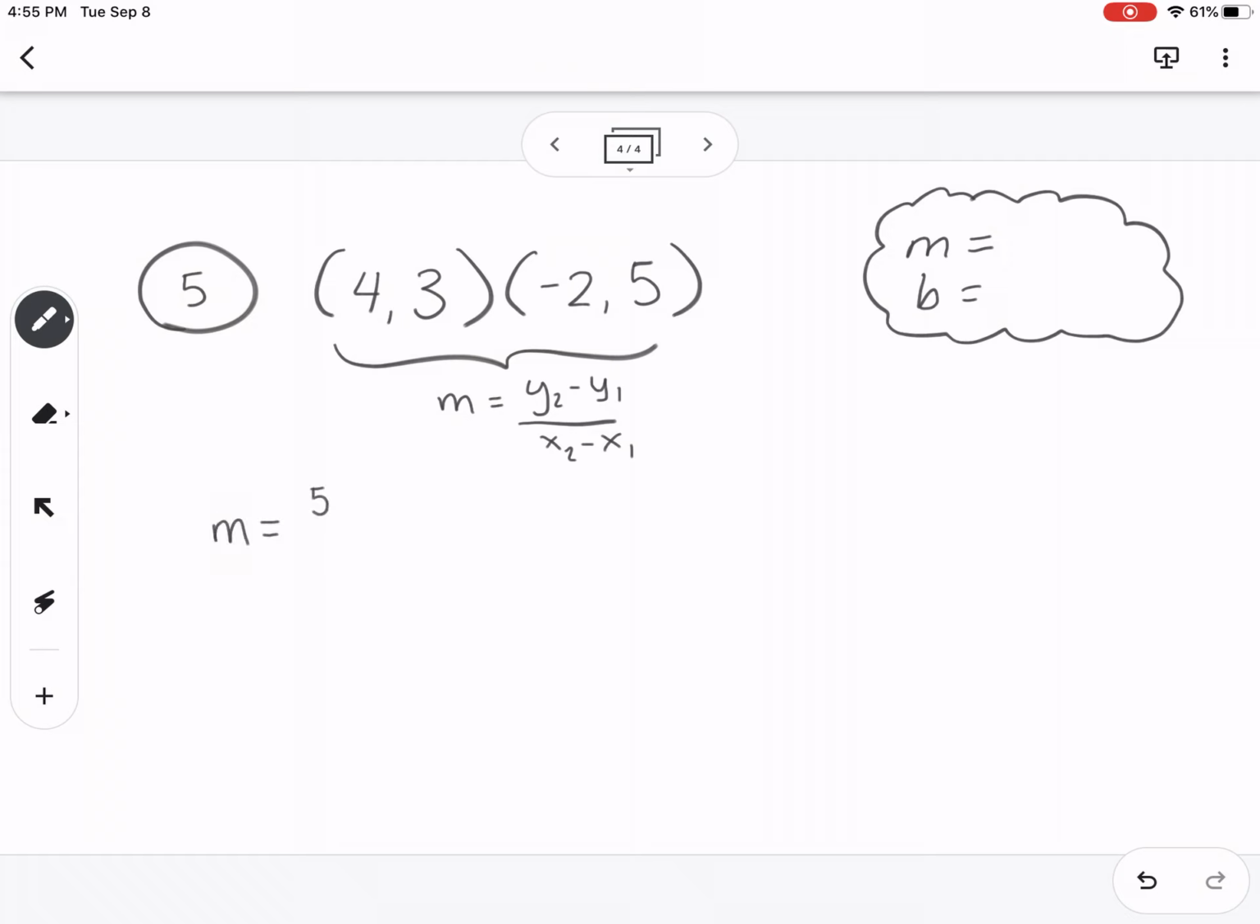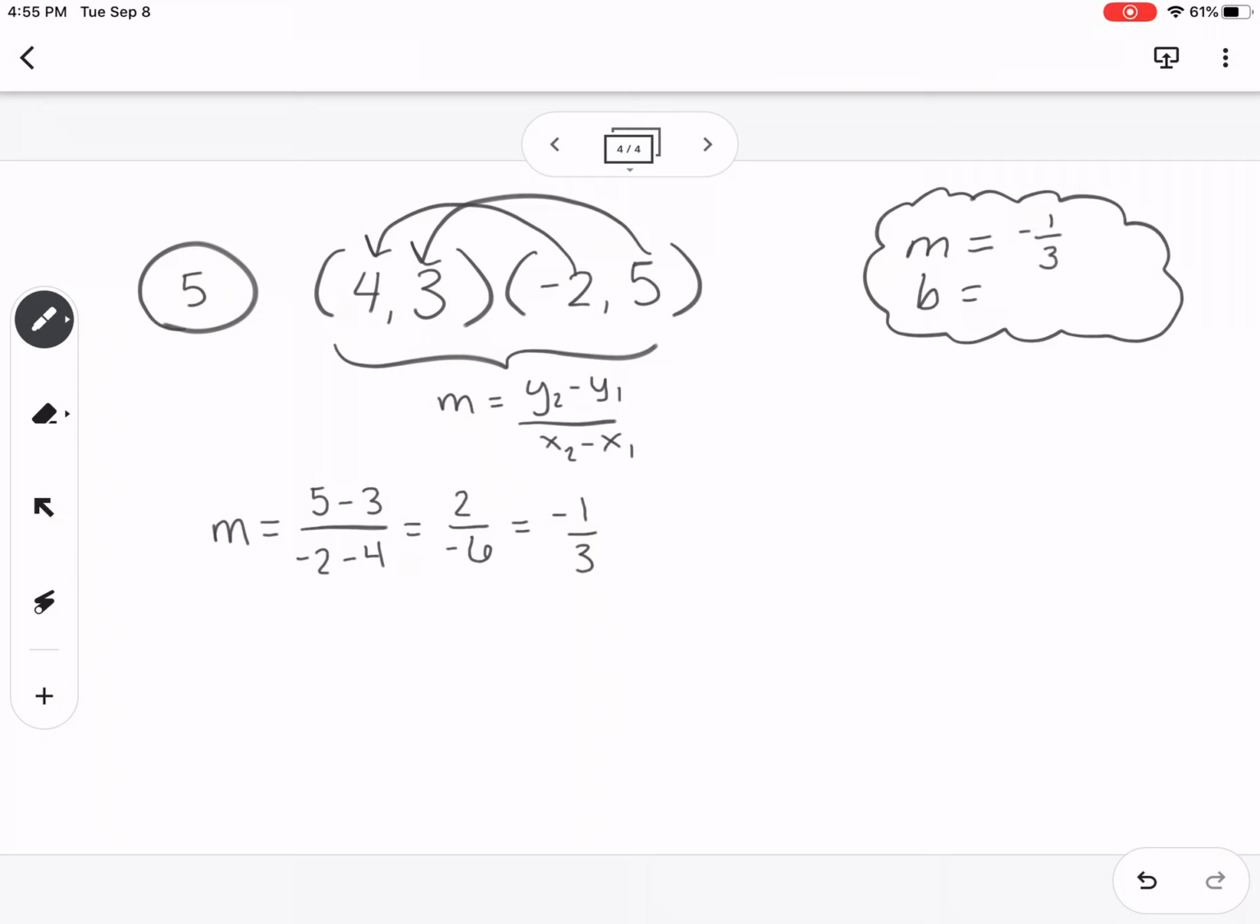So I'm going to do 5 minus 3 on the top. Keep the order the same. So if I did 5 minus 3, I got to go the same way: -2 minus 4. So 5 minus 3 is 2. -2 minus 4 is -6. Simplify that. My slope is -1/3.